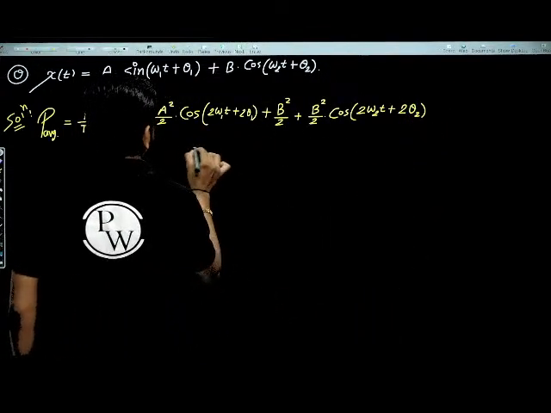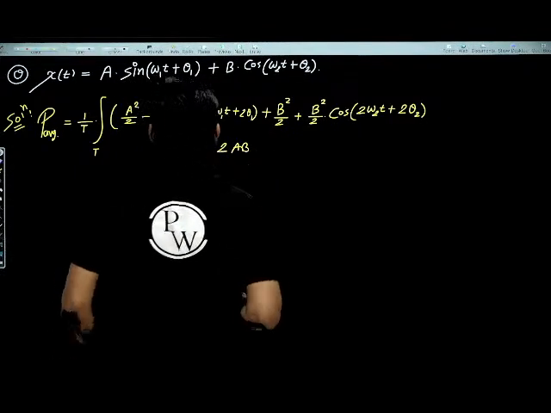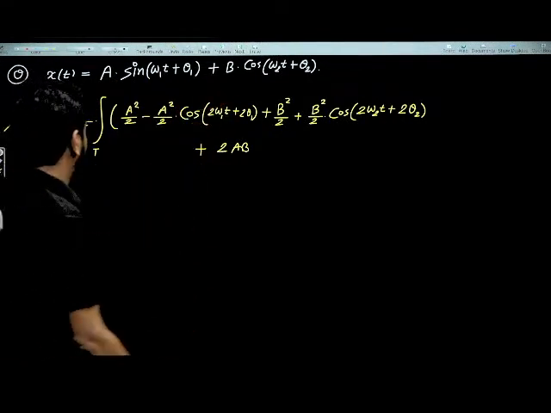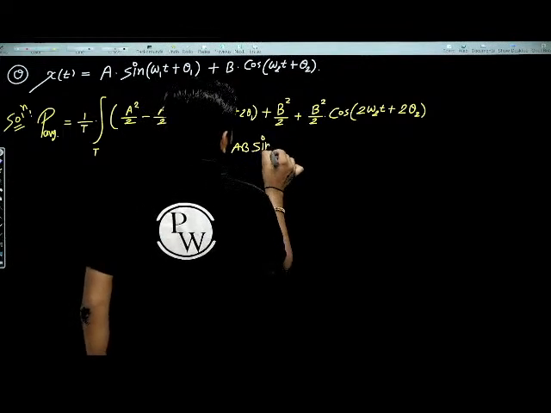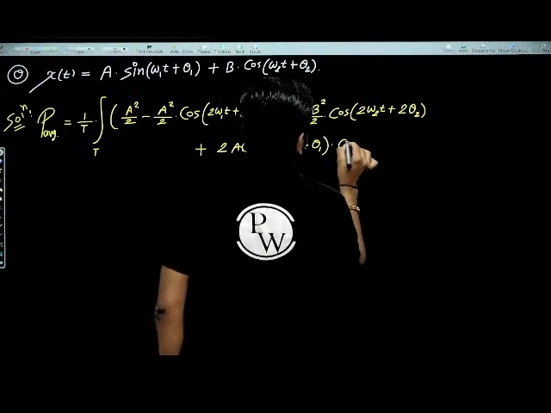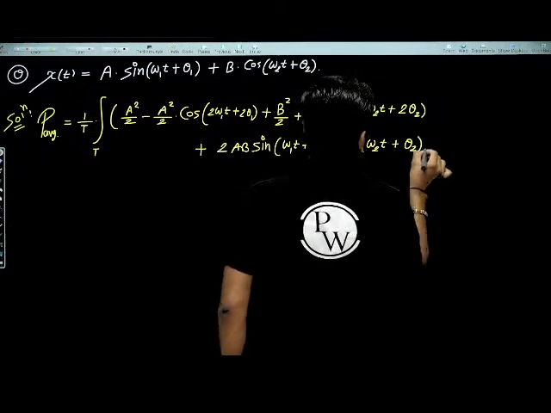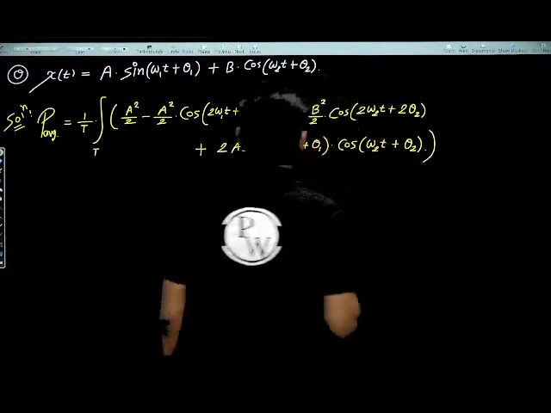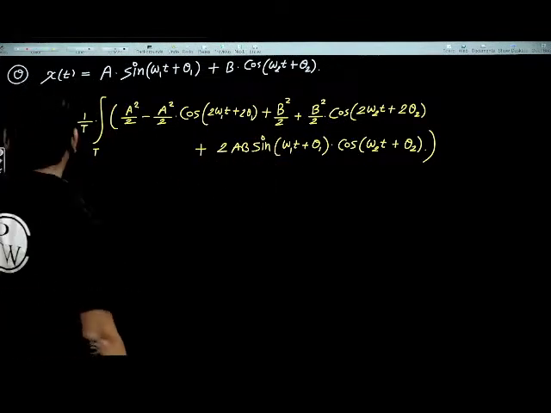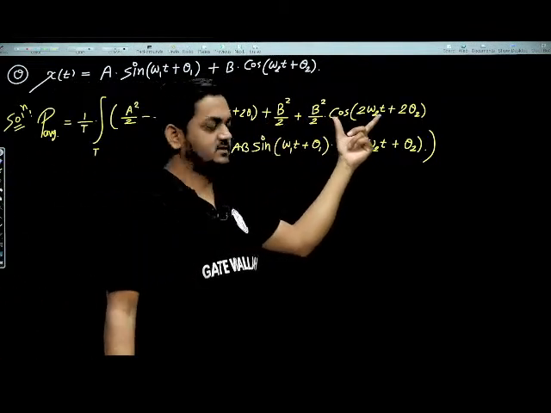Plus 2AB, see, 2 into AB, guys, into sin omega 1 t plus theta 1 into cos omega 2 t plus theta 2. Okay, yes or no? A square plus B square plus 2AB, guys. Is this clear? Now see guys, what is the answer of this integration? Again 0. Answer of this integration again 0, guys.